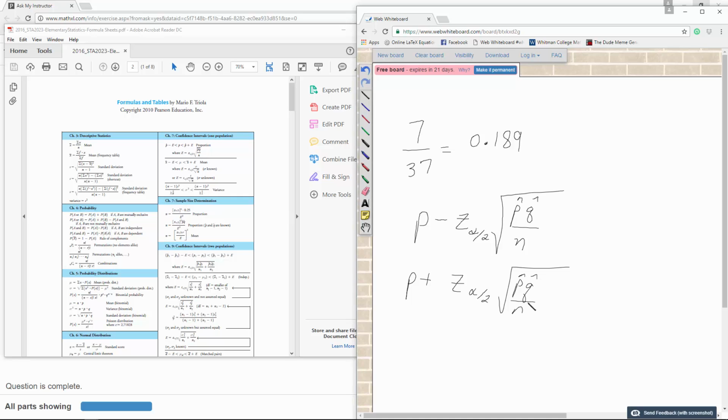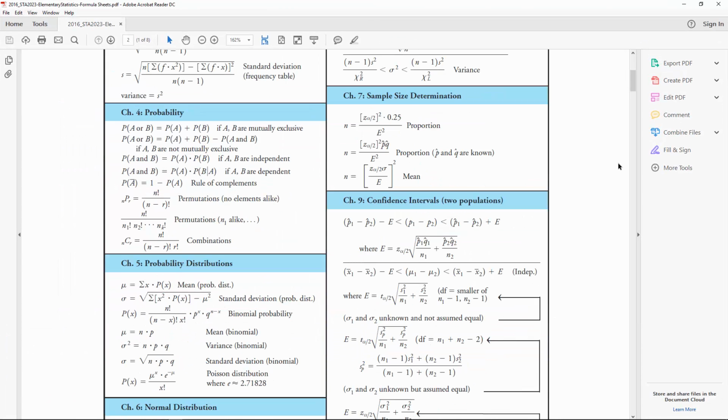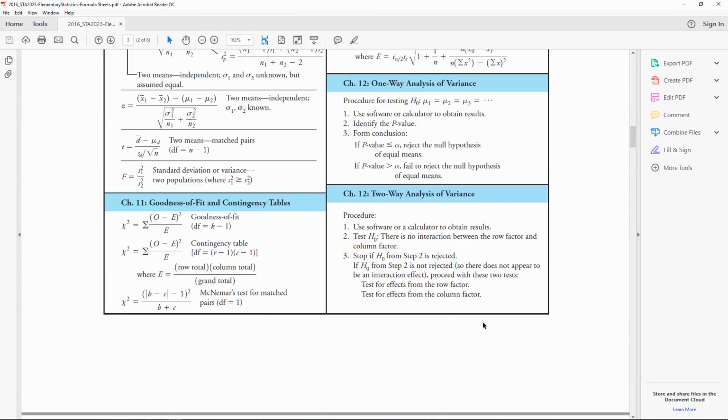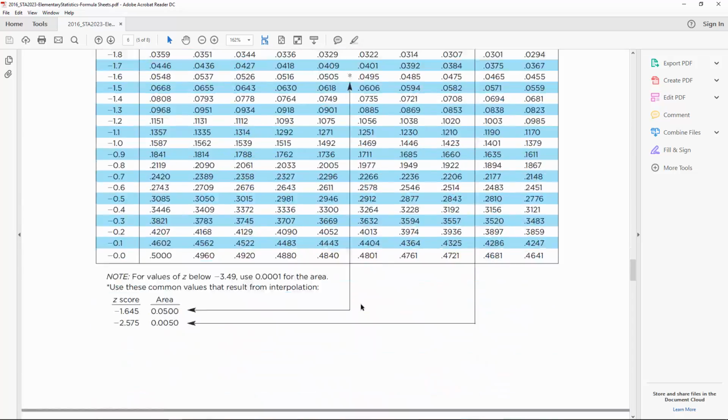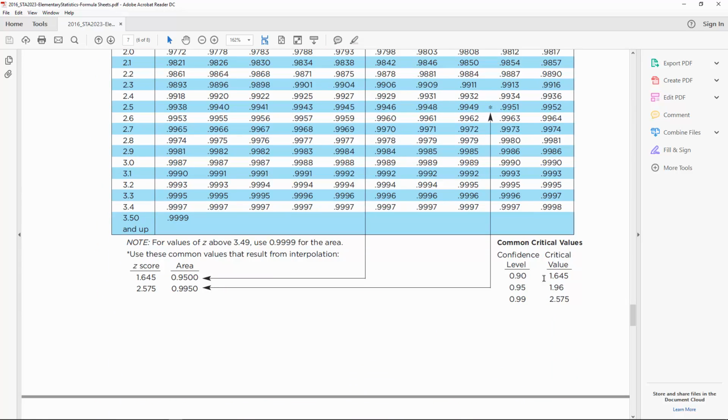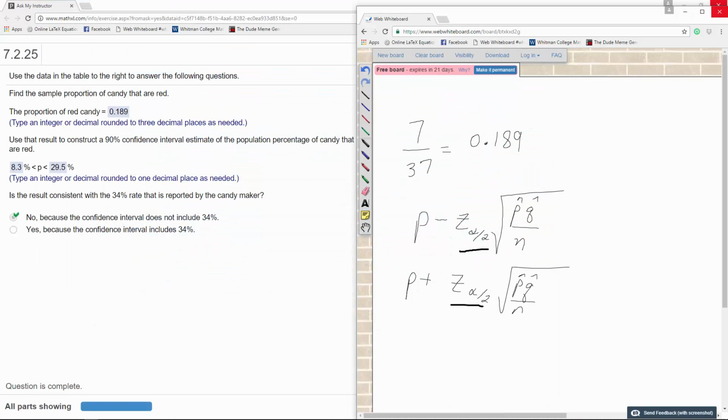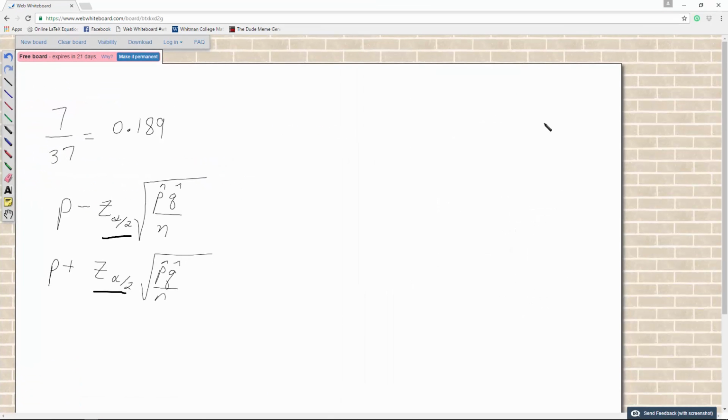So from here, all I'm going to do is start plugging in values. Well, the first thing to figure out is what z alpha over 2 is. Well, this is my z table. So they said a 90% confidence, which actually is kind of nice. When you go to the z table, you're actually going to see they have that value right here already for you, 1.645.